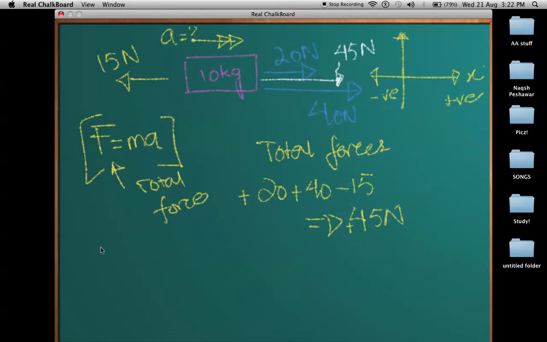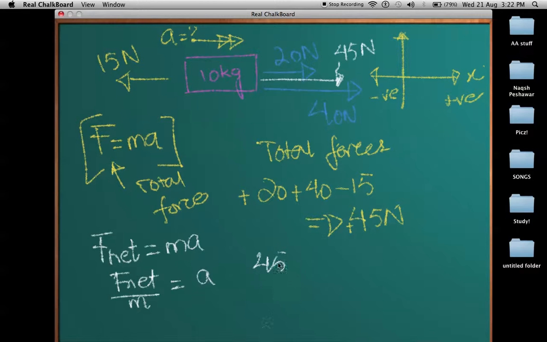Now since I know the net force, the formula is F net, as in force net, equals mass times acceleration. I wanted to find out the acceleration, so just switch the formula: F net divided by m. Here it was multiplying, it came here and it got divided, equals a. F net is 45, mass is 10, and we are finding the acceleration. The acceleration is 45 divided by 10, which is 4.5 meters per second square. So this is the acceleration.